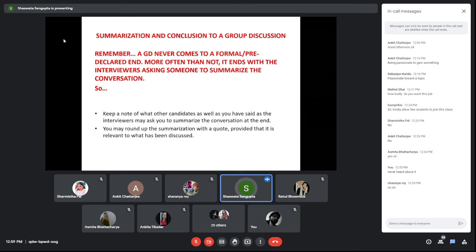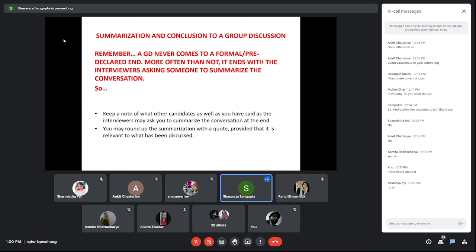At the risk of sounding repetitive, once again, I'm saying that you should not barely read out the points that you have taken down in your notepad. Whatever you have written, round it up and say it in your own way. And then again, when you are summarizing the proceedings of a group discussion, you can actually try to end it with a quote. If you know some quote which is related to the topic on which the GD has been conducted, then you can try to summarize it up with a quote.